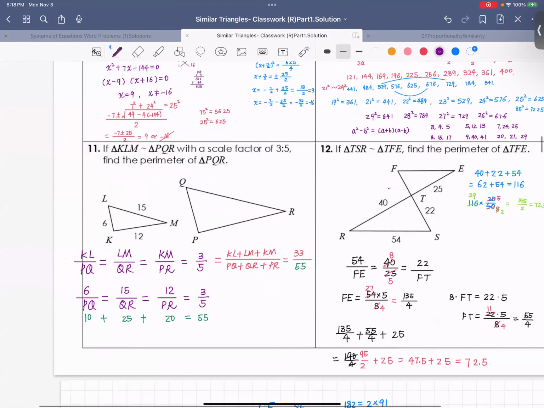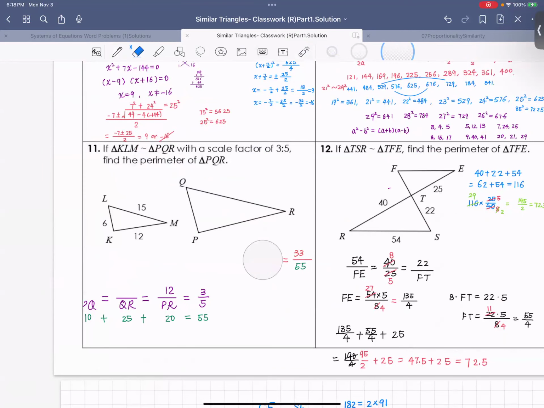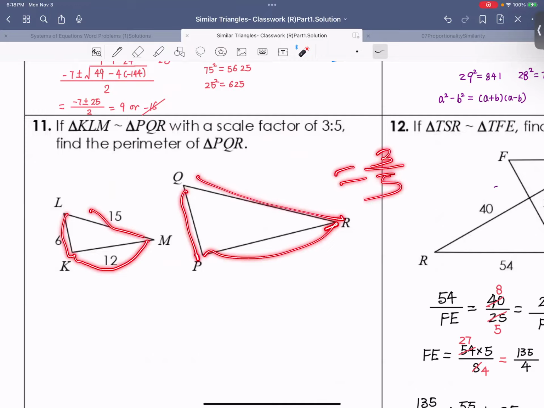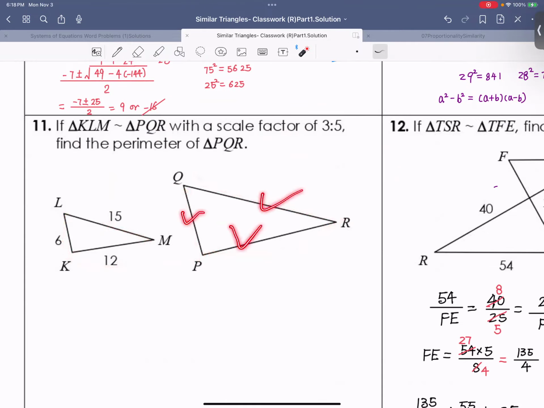Oh, this one might be interesting. Go ahead, try this. You can try 2 different methods. These 2 are similar, and they have a scale factor 3 to 5. In 7th grade AEC, you learned what a scale factor is. So you do 12 over that equals 6 over that equals 15 over that equals 3/5. So you can solve each individual one. And then you add them together to give you the perimeter.